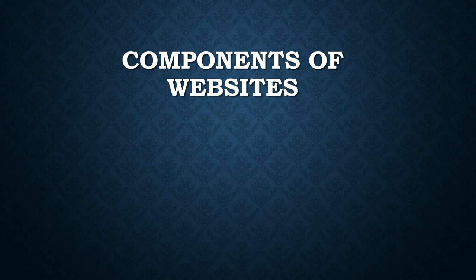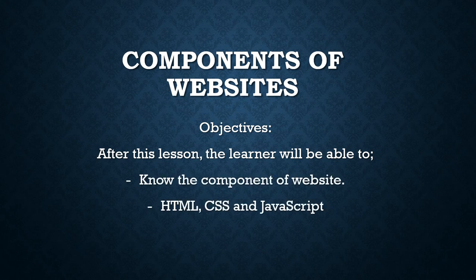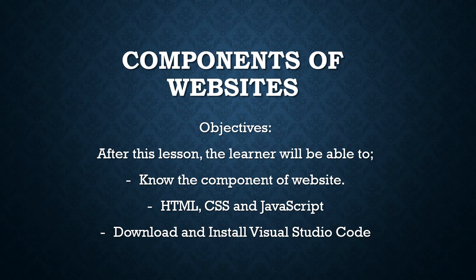In this lesson, we're going to look at the components of websites. The objectives are: after this lesson, the learner will be able to know the components of a website. We'll get to know HTML, CSS, and then JavaScript. We will download and install Visual Studio Code as our text editor, and then we will install HTML extensions as well.